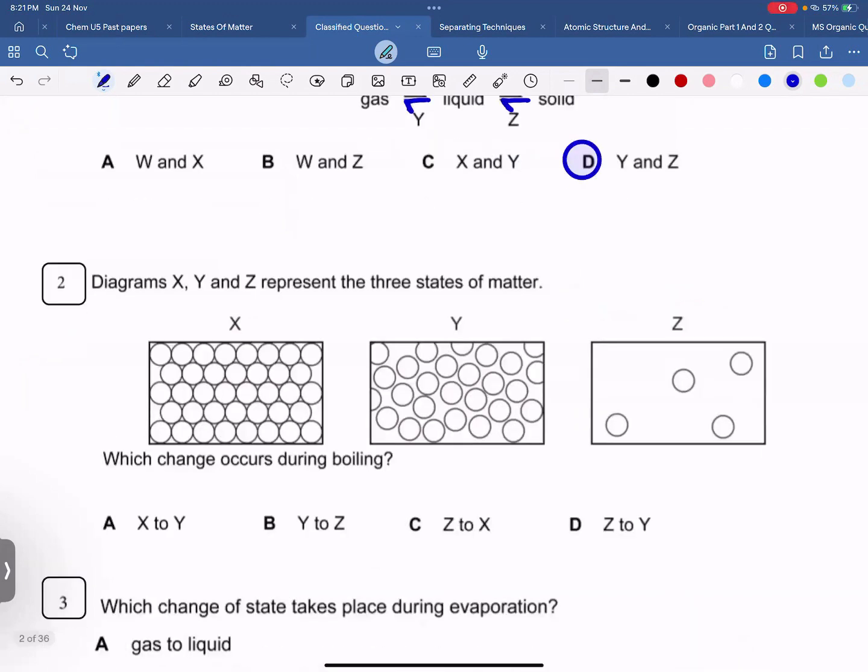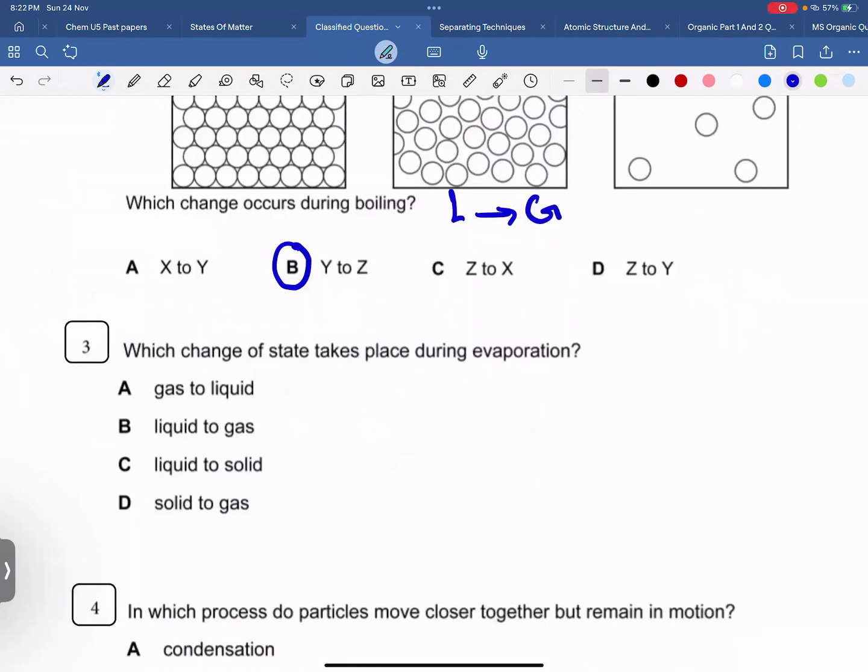Second question, diagram X, Y, and Z represent the three states of matter. Which changes occur during boiling? During the boiling process, liquid changes to gas. So liquid, which is Y, turns to gas, which is Z. So Y to Z.